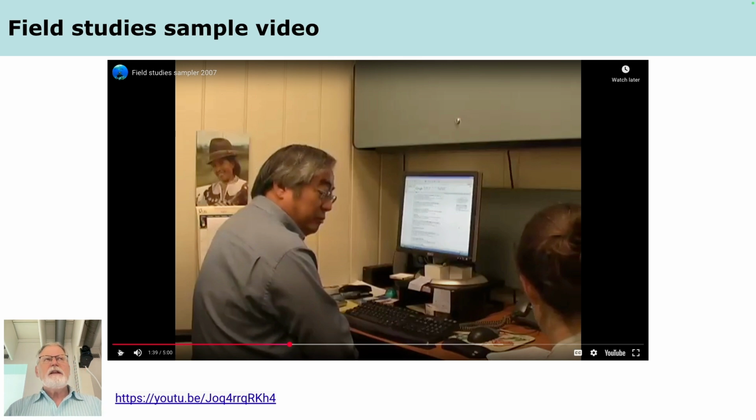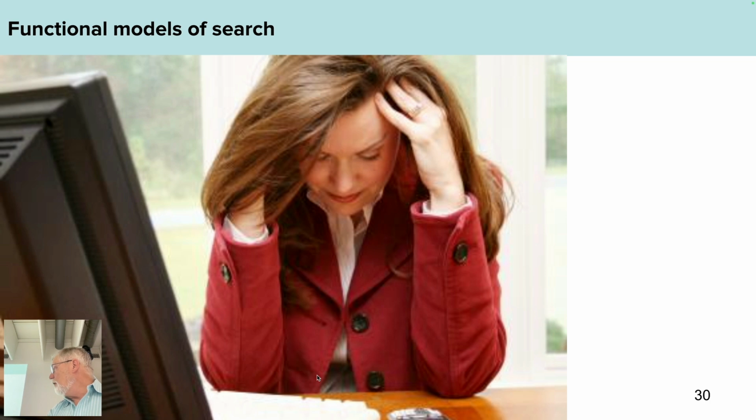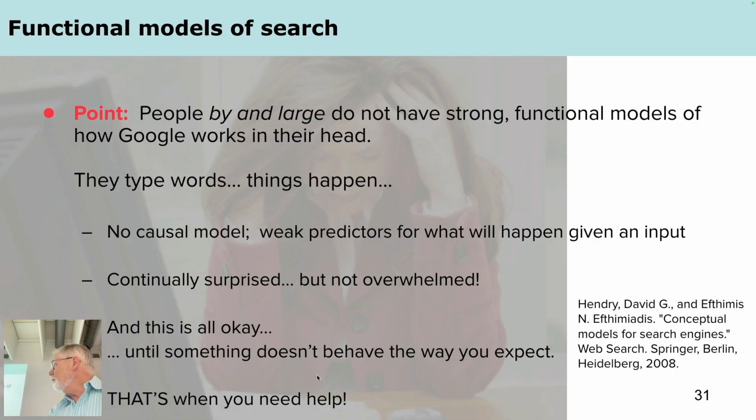People really don't understand it. Prediction, they're not going to understand your AI system either, right? So the question is going to be, what can we do to help make things better? Because people don't have, by and large, functional models of search. They do something and then magic happens. Remember that? Magic happens. So how can we help these people, right?